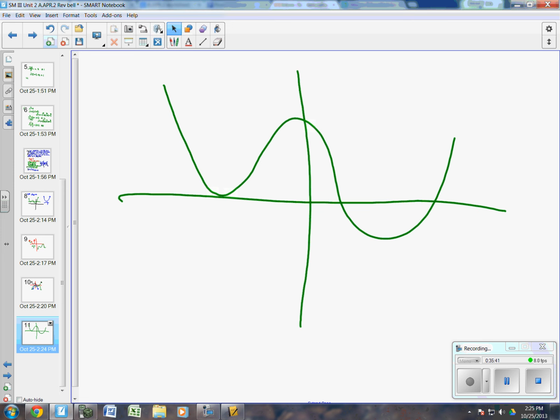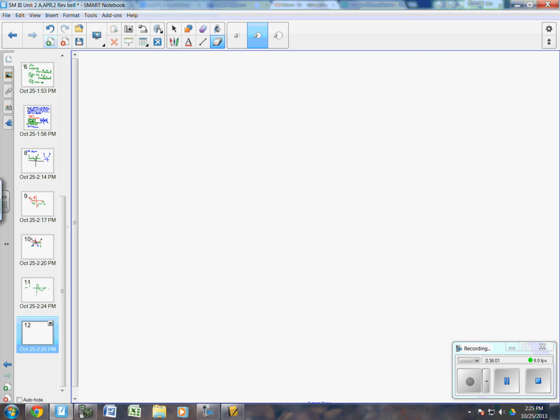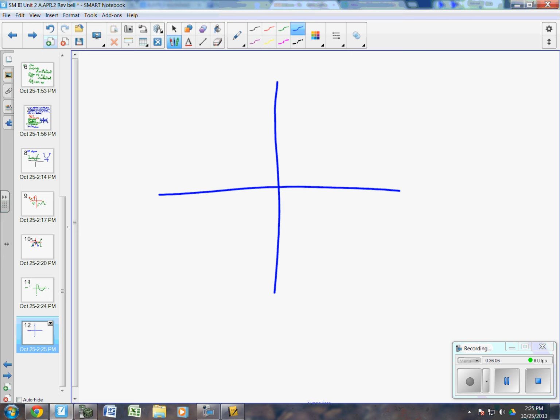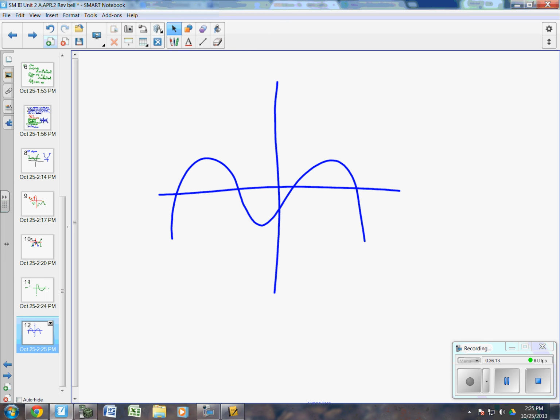Okay. 4 real roots. This is a tough one. Who can do this one? Okay, Eli's got it. Here, just hit a new screen. There you go. Will that work? Okay, 4 real roots.